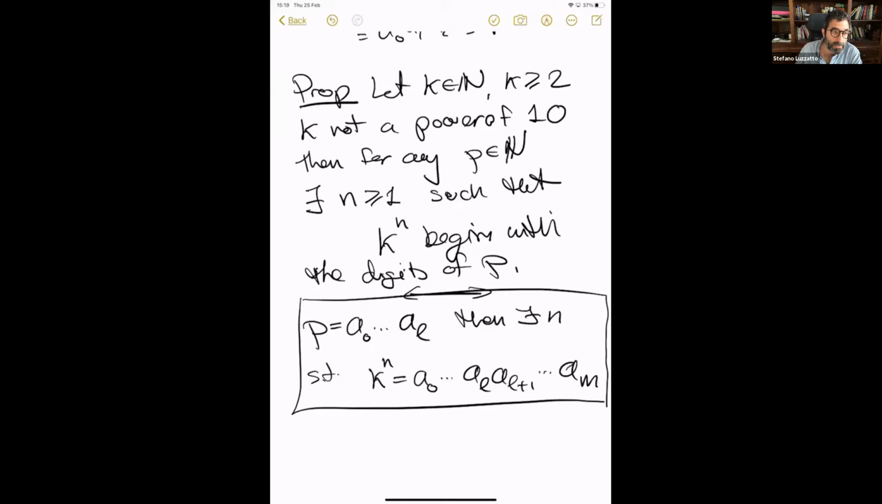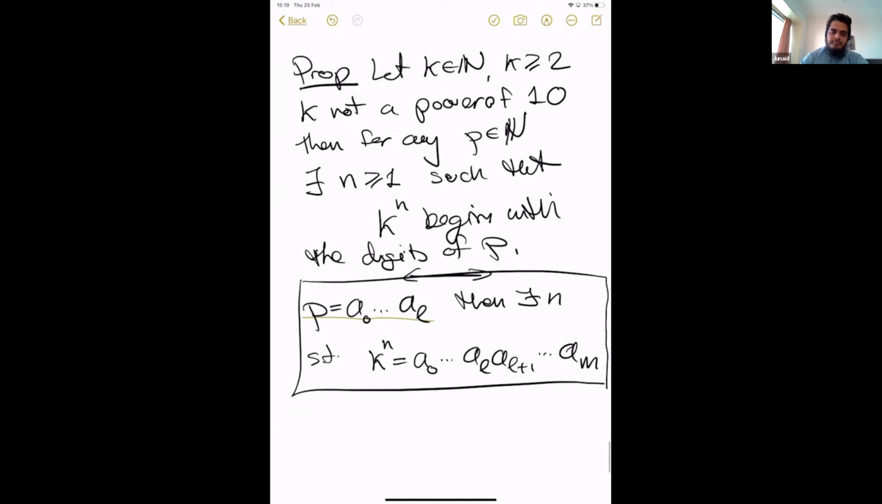Is the statement clear? What we would like to show? Yes, it is clear. Okay. So why do we have to exclude the powers of 10? Because these are always 1, 0, 0, 0, 0. Exactly. So this clearly cannot work for powers of 10. The remarkable thing is that it works for any other power. In some sense, what this means is as you take powers of k, you kind of go through all possible combinations of digits in some way.